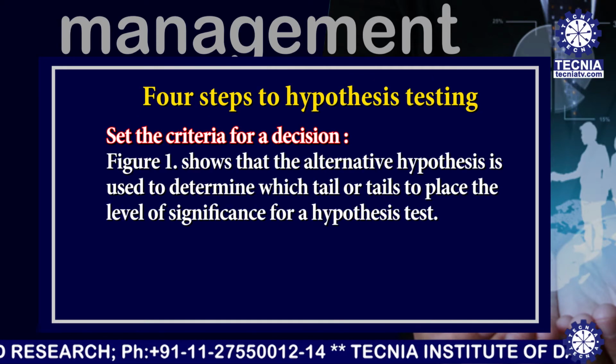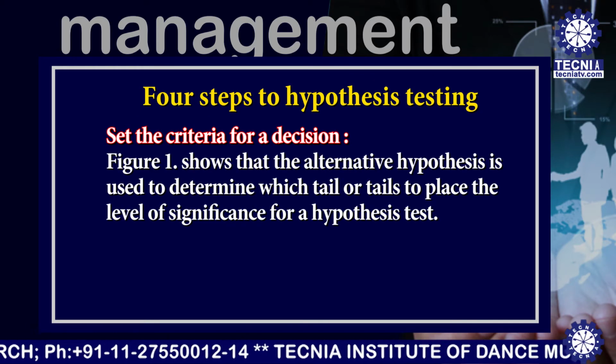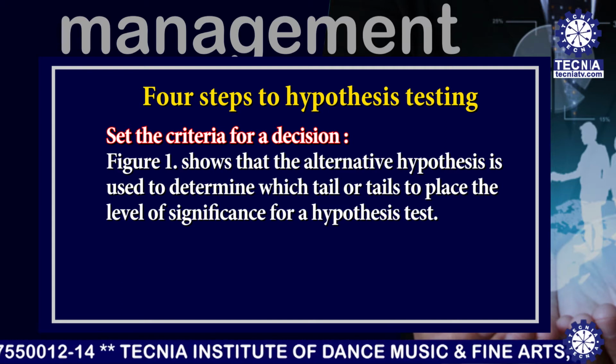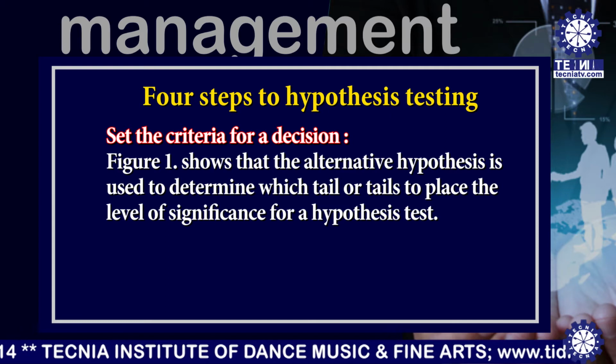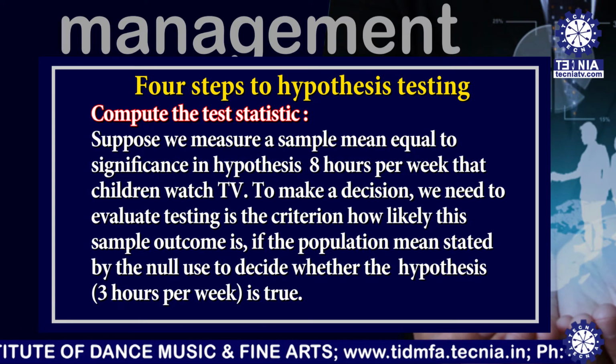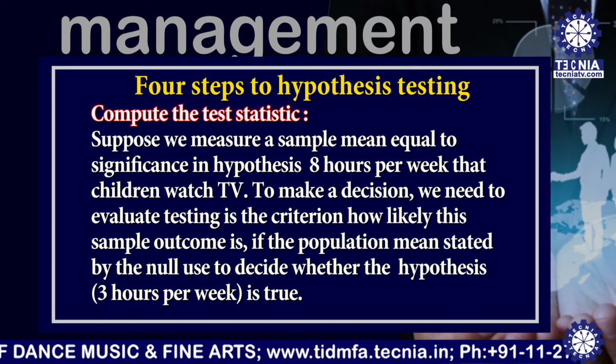Figure 1 shows that the alternative hypothesis is used to determine which tail or tails to place the level of significance for a hypothesis test. Now I am explaining step 3, which is compute the test statistic.